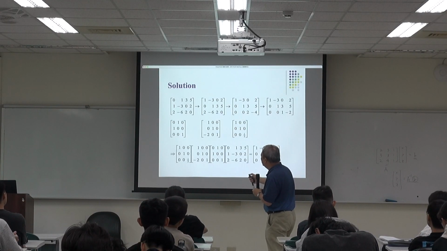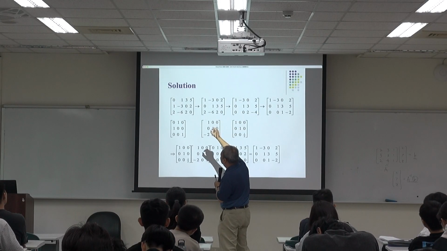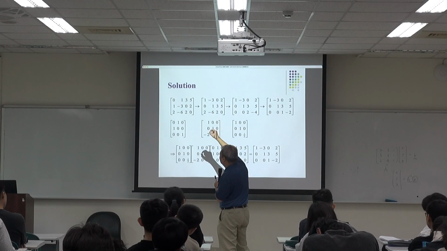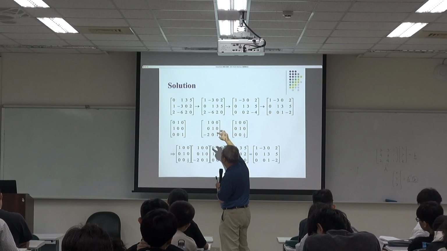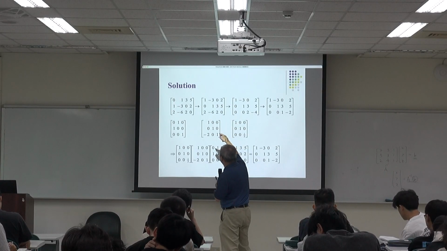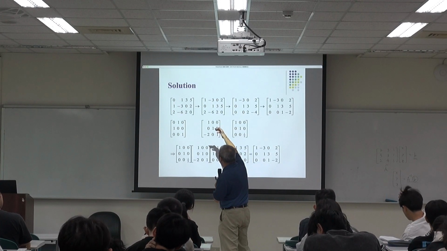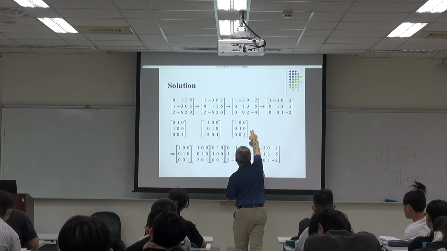We know we can do a swap, because first we need the first element of the first row to be non-zero. So we swap the first row with the second row, and then we multiply the first row by -2 and add it to the third row. Okay, so we got this.